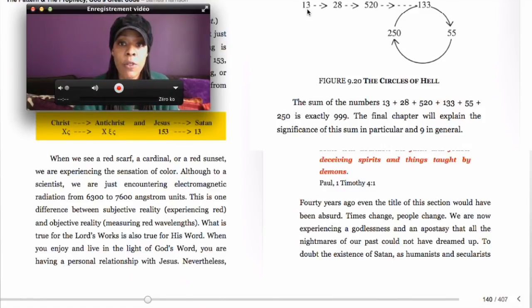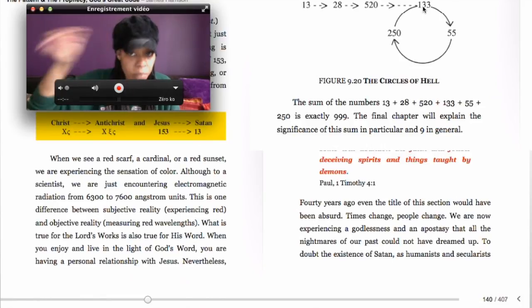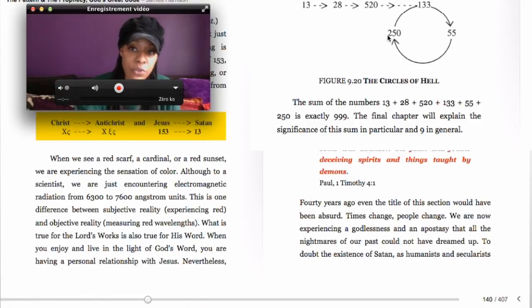Look at this. 13, which is Satan's number. All the names of Satan boil down to 13 in one way or the other. So when you do the Trinity function on 13, you get 28, 520, and then you get 133, and it repeats. It goes 133, 55, 250, 133, 55, 250. It gets stuck, like it never goes further. And he is saying that the sum of all of these numbers, 13 plus 28 plus this plus this plus this, equals 999, and 999 is just evil.